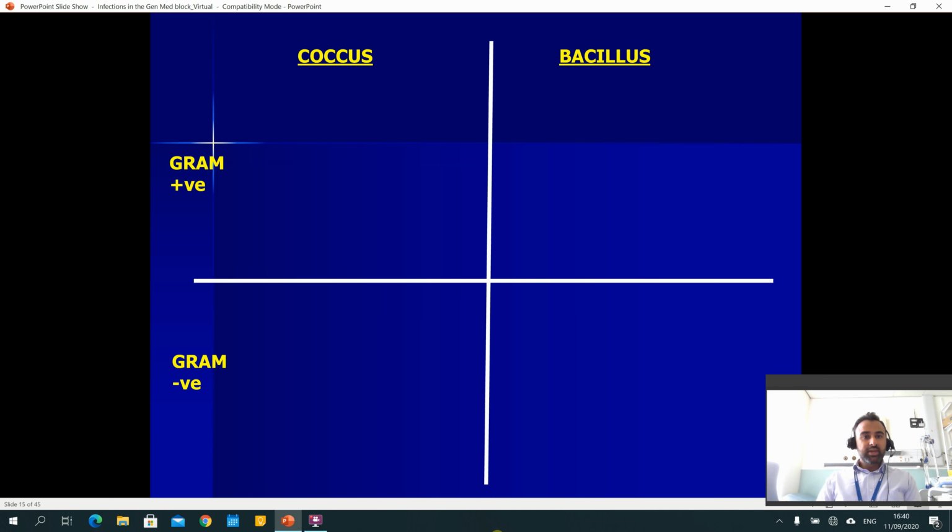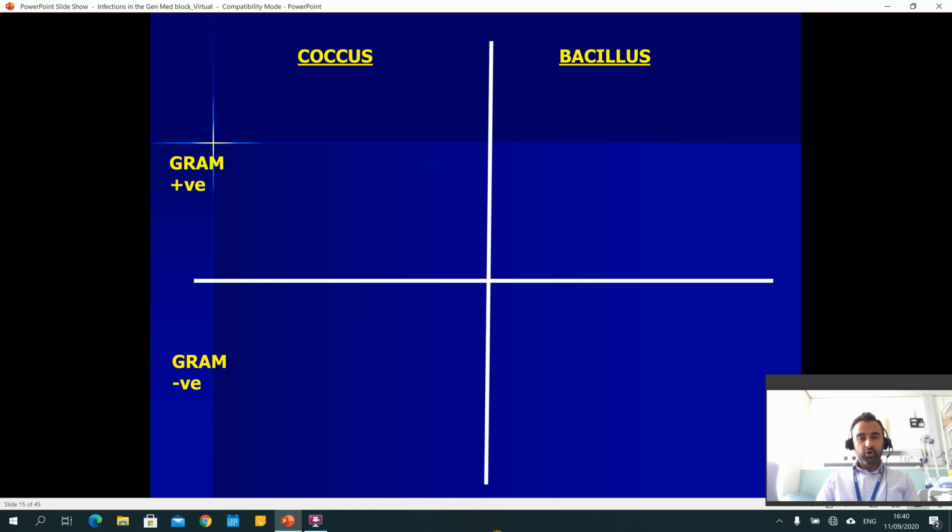So for instance, if you get an organism growing which really doesn't fit with the presentation, could that be a contaminant? Or actually, if you've found an organism which you hadn't considered as a source of infection, do you need to go back and re-examine that patient and do some other tests, whether they're blood tests or radiological tests? So let's go through some of these categories in order.